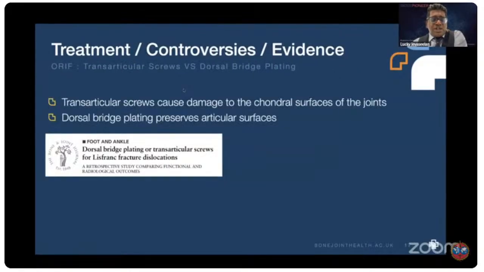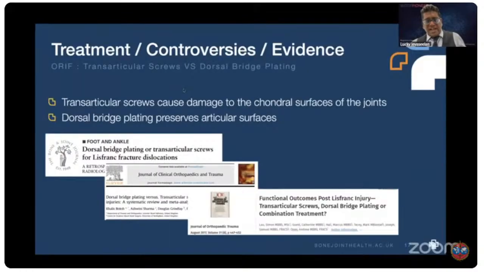What about fixation techniques? Well, transarticular screws used to be a popular choice of fixation, but we know they cause damage to the chondral surfaces of the joints. And we've seen a move towards dorsal bridge plating because that's protective for the joints. And there's now plenty of evidence to show that dorsal bridge plating gives you better functional outcomes than transarticular screw fixation.